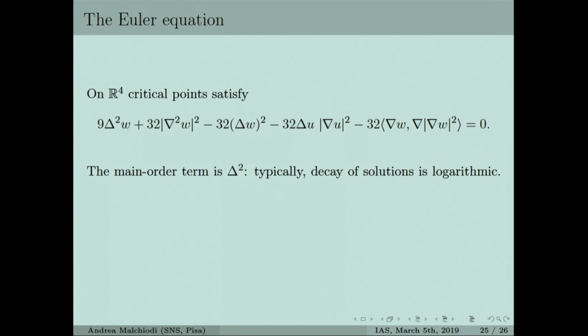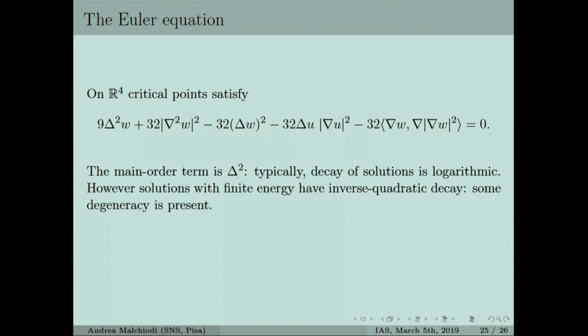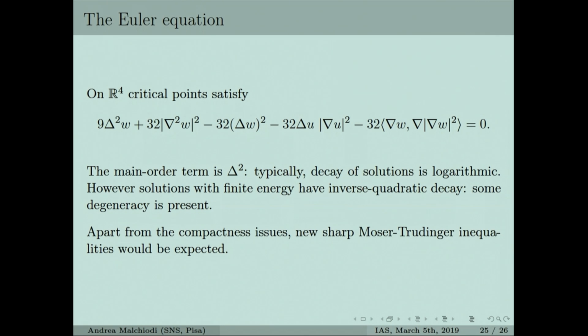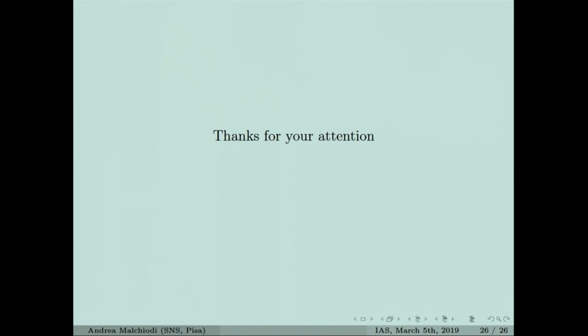Also, another feature is that the principal term is the biLaplacian, and you would expect typically decay of solutions to be logarithmic at infinity, just like the fundamental solution. But in fact, the solutions you find here have inverse quadratic decay. So they are degenerate because they are not only asymptotically biharmonic, but asymptotically harmonic. So there is some kind of degeneracy present here. And apart from the compactness issues, there should be some sort of hidden Moser-Trudinger inequality. So I conclude here, and thank you for the attention.